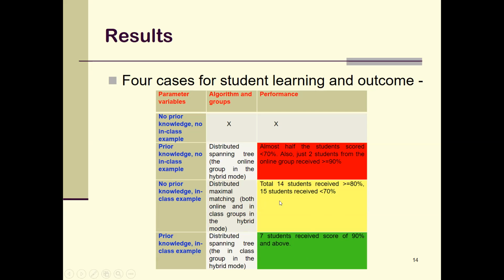And somewhere in the middle is the group where they had no prior knowledge, but still they were exposed to some in-class examples. So this is the distributed maximal matching, because in that case, both online and in-class groups received examples. Even if it's a hybrid mode, the examples were provided to both groups. And that's where the performance is somewhere in the middle.